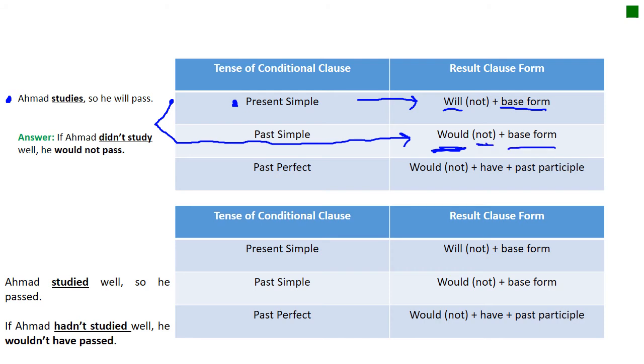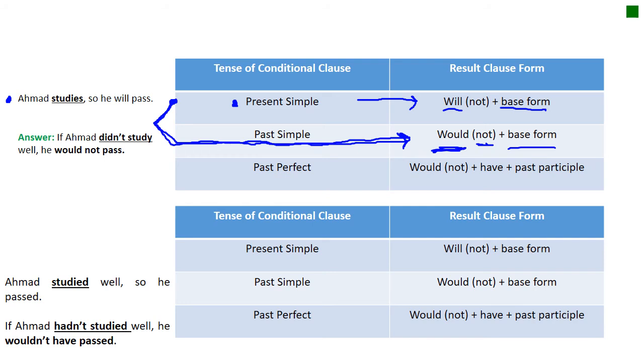So Ahmed studies, so he will pass. Where did I start originally? In the present simple. I need to move one step back in the timeline. This brings me to the past simple, and then move straight forward. You need to memorize this chart. Straight forward to would not plus base form. If Ahmed didn't study, comma, he would not pass.